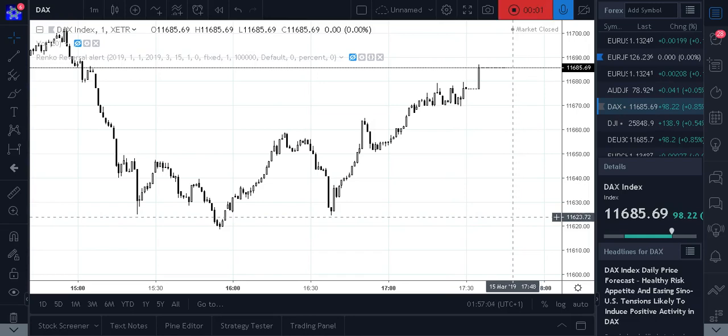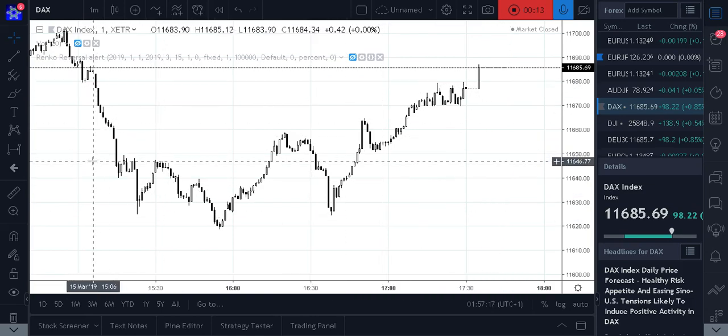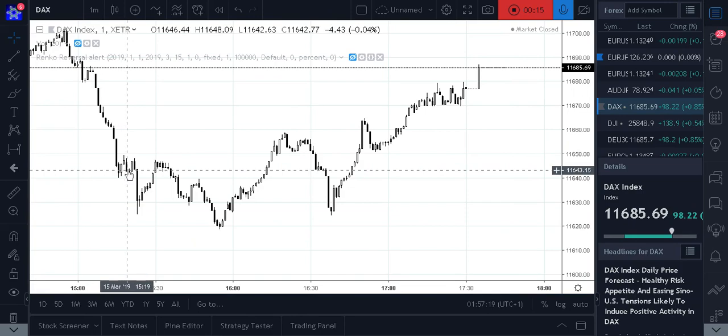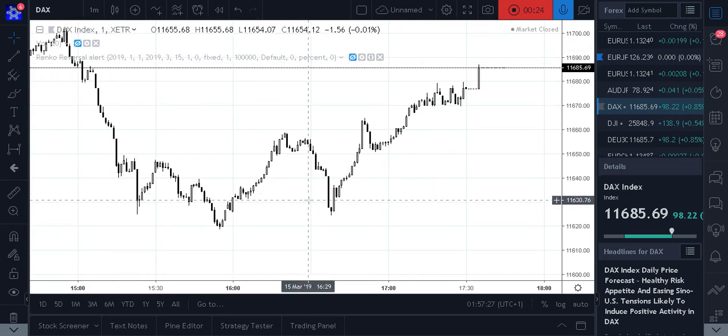Hello everyone and welcome. Today I would like to give you a short introduction to Renko-Charts. So to start out, I have plotted the chart of the DAX index with standard candlestick charts right here, each candlestick representing 1 minute of price action.